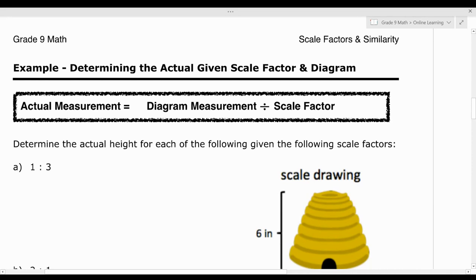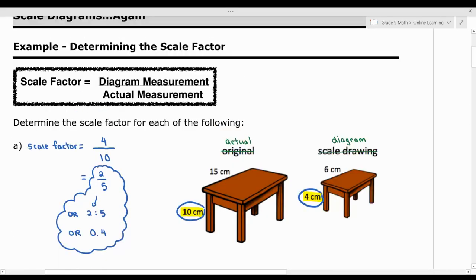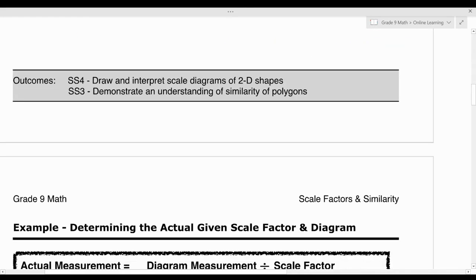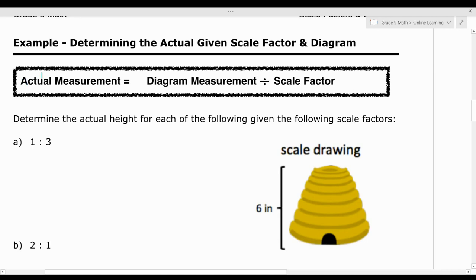So another question that comes across a lot is where you want to determine the actual dimension given a scale factor and a diagram dimension. Okay, well, here's the thing. That original formula we started with up here, scale factor is diagram over actual. You can actually manipulate it. So if I took that and solve for the actual, I get this new formula I could use. So I can find the actual measurement by taking the diagram measurement and dividing it by the scale factor.